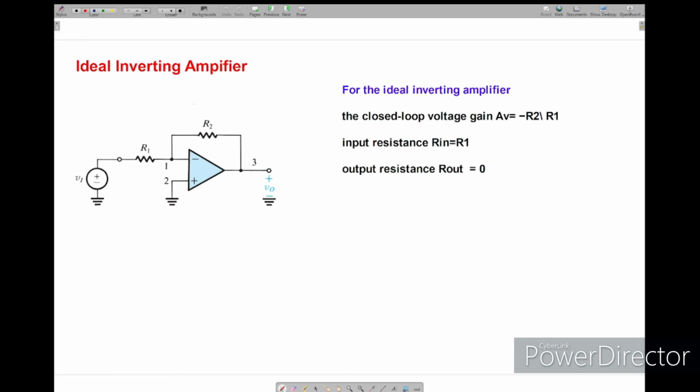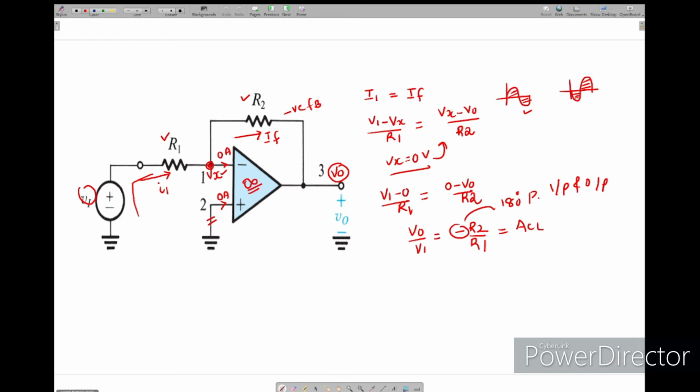Now if you see the input resistance and output resistance of the inverting amplifier, I mentioned here this is R1, meaning the input impedance or input resistance of this configuration is R1. The output resistance R0 is 0 ohms for this particular ideal inverting amplifier.